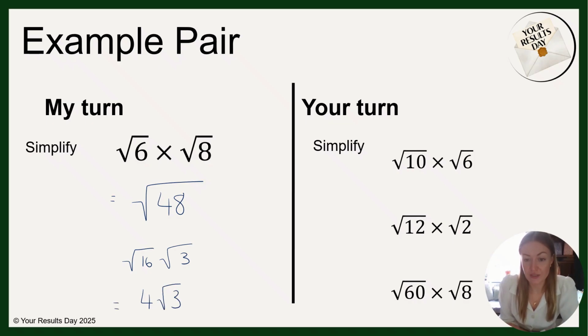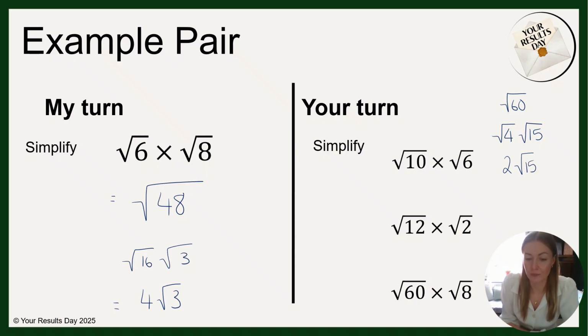Here are 3 questions for you to have a go at. Pause the video and hit play when you're ready to see the solutions. So I know that root 10 times root 6 is root 60. The largest square number that goes into 60 is 4. So that will be 4 root 15 because 4 times 15 is 60. And the square root of 4 is 2.